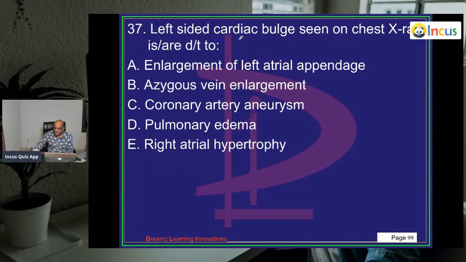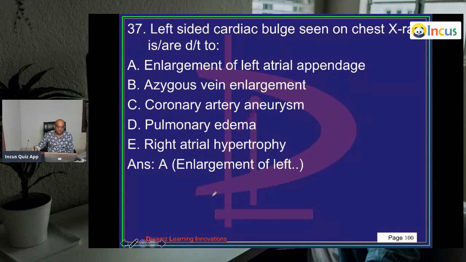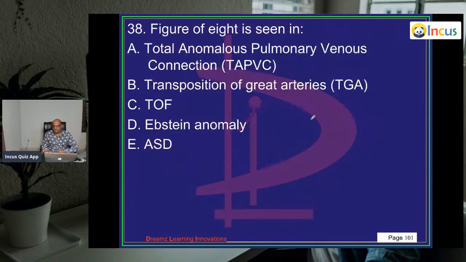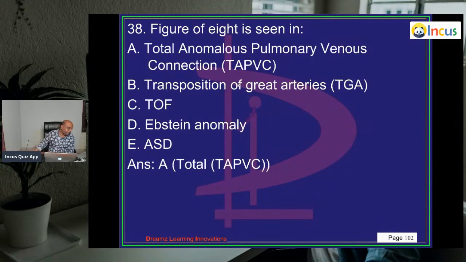The left-sided cardiac bulge which you see in case of X-ray, what is it because of? It is the enlargement of the left atrial appendage, which can happen in mitral regurgitation and stenosis, and will lead to enlargement of the left cardiac bulge. Figure of 8, just before we discussed, is in the case of total anomalous pulmonary venous circulation.